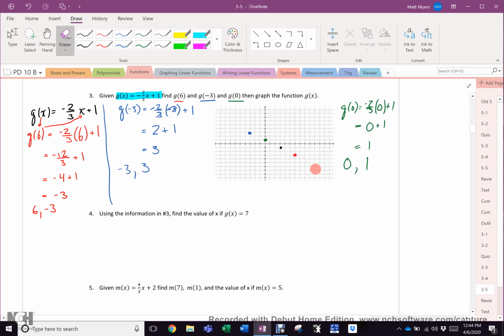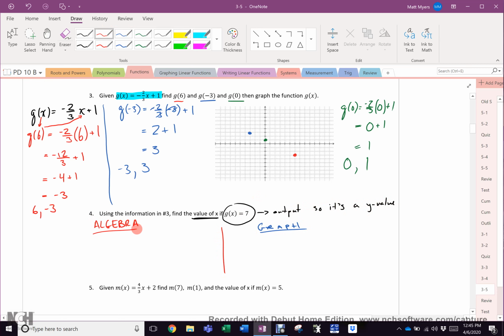right? So, I am now asking you to find an x value if we know a y value. This is an output, so it's a y value. Now you can find this answer in two ways. You can find it with algebra, and you can find it on the graph. We're going to do both. We're going to do the graph one first because we just finished graphing it.